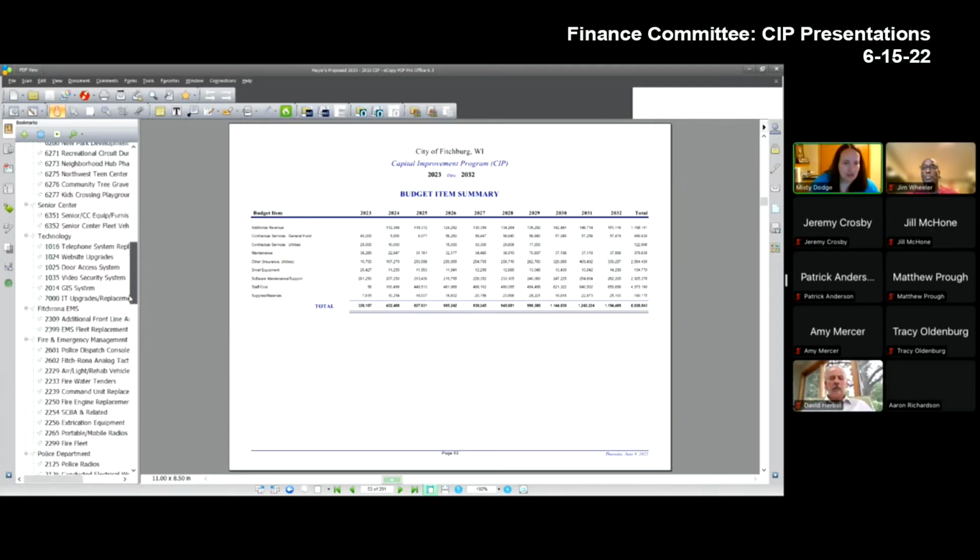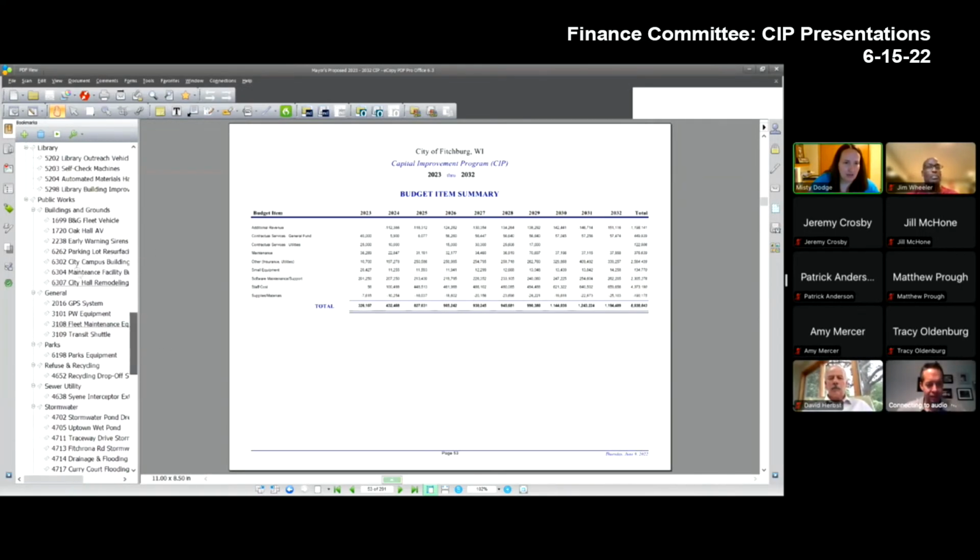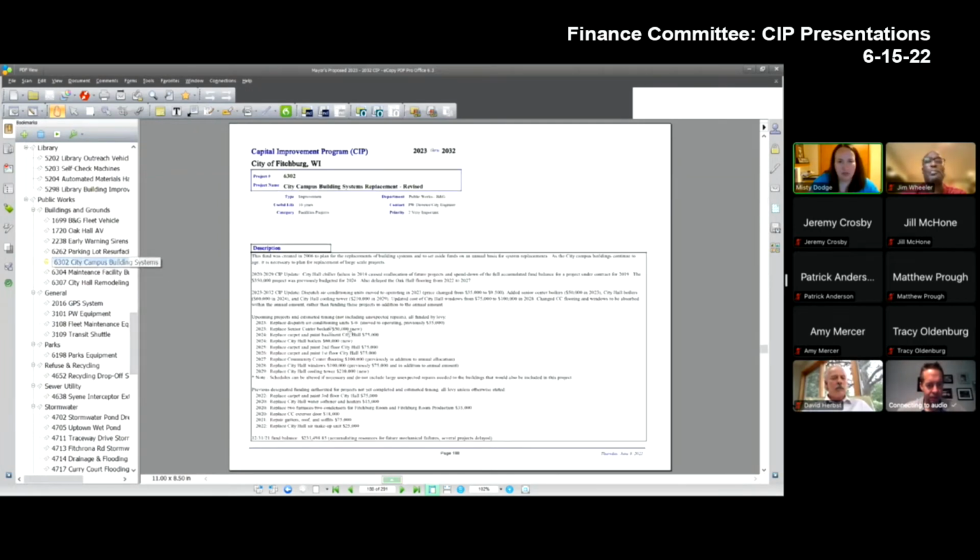I wanted to show you an example project. So in Public Works, the 6302 project is a pretty good example. This is a replacement fund for all of the building systems here at City Hall. In this type of project, you can see what the upcoming projects are that we would expect to spend out of this money. Anything that's been authorized or identified as a potential project but hasn't quite been done yet is listed as a separate section.